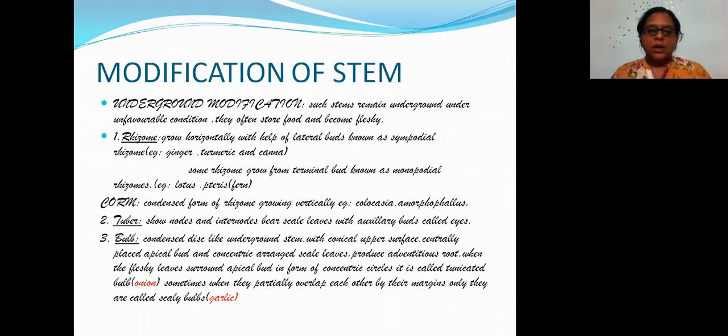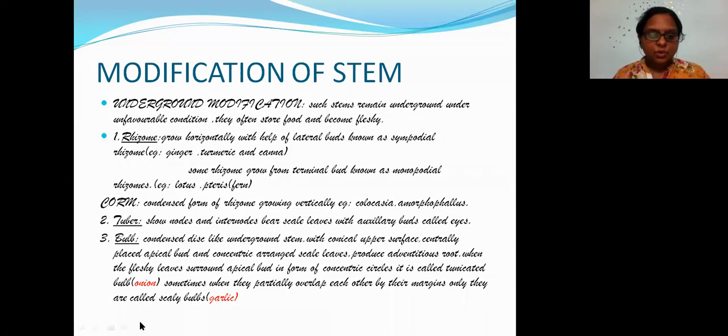Okay. Next is bulb. Bulb. Whenever you hear bulb, two examples should come to your mind: onions and garlic. Okay. In our 12th syllabus, you have just onions and garlic. But you can see that a lot of differences are there in the texture of the two types of different bulbs. Okay. So bulb, it is again a condensed disc-like underground stem with conical upper surface, centrally placed apical bud and concentrically arranged scaly leaves.